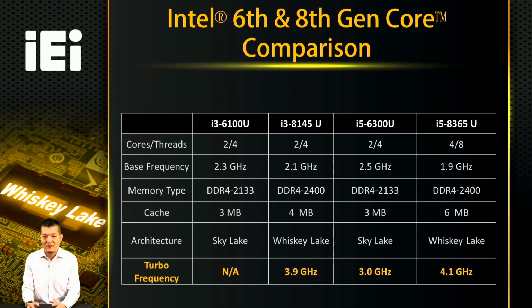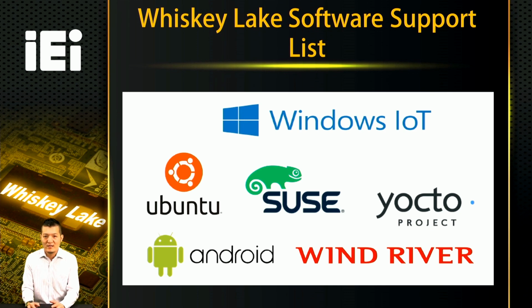And I will say the biggest difference from the previous generation, that is WhiskeyLake-U is supporting the turbo mode for the i3 SKU, which can be boosted to 3.9 for single core. That's even higher than Skylake-U, the i5 SKU. Aside from the product spec, WhiskeyLake-U also comes with a powerful software support capability. They support Windows 10 IoT, and it also supports Ubuntu and SUSE, Yocto Project, Wind River, and Android 64-bit, making a competitive product to meet various customer demand.